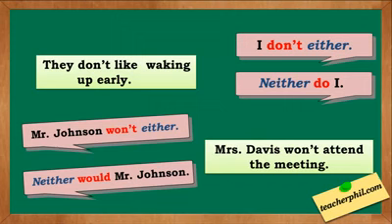Notice that either comes at the end of the sentences after the negative verbs don't and won't, while neither is at the beginning of the sentences, before the auxiliary verbs do and would. Notice that the verbs aren't in their negatives.